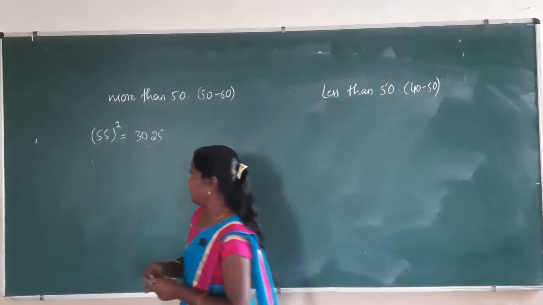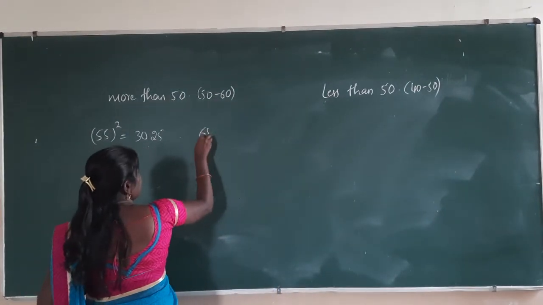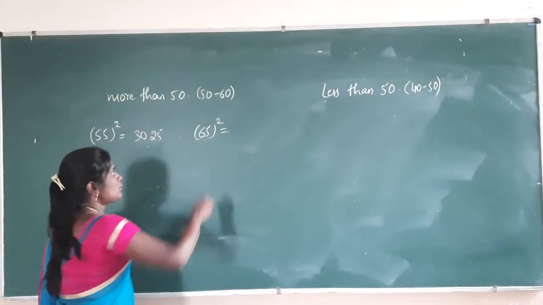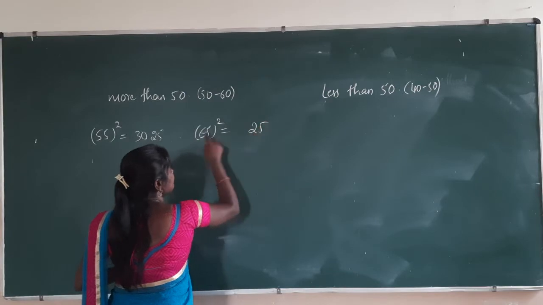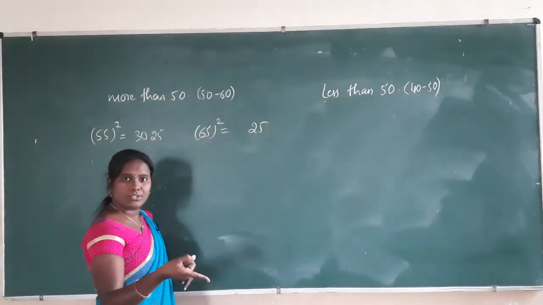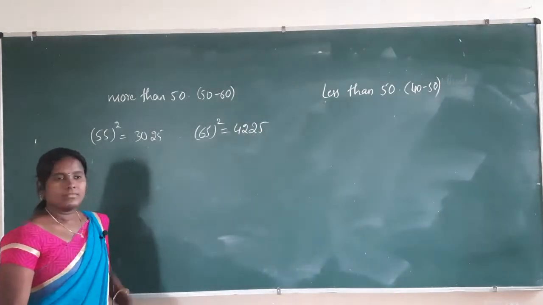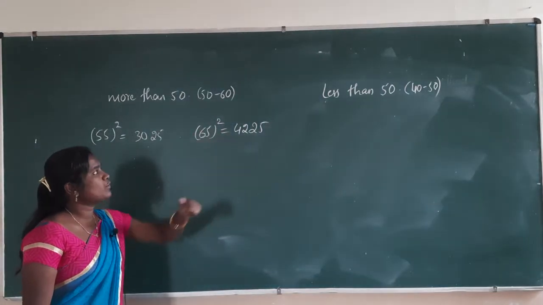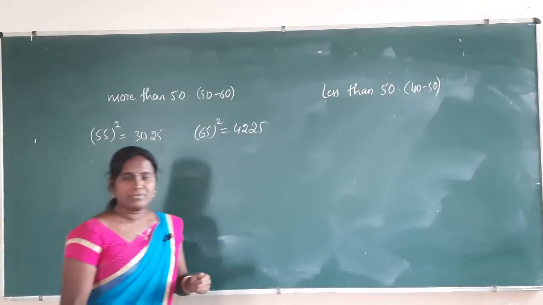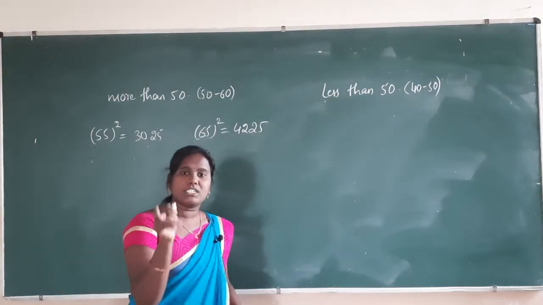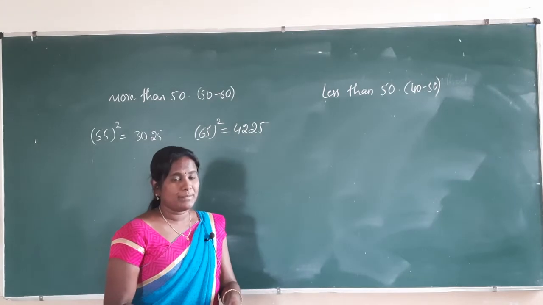If it is 65, how to find 65 square? Yes, of course, 5 square is 25, 6 and the consecutive 7, that is 42. Therefore, 65 square is 4225. This method is applicable only for the numbers which are ending with 5.